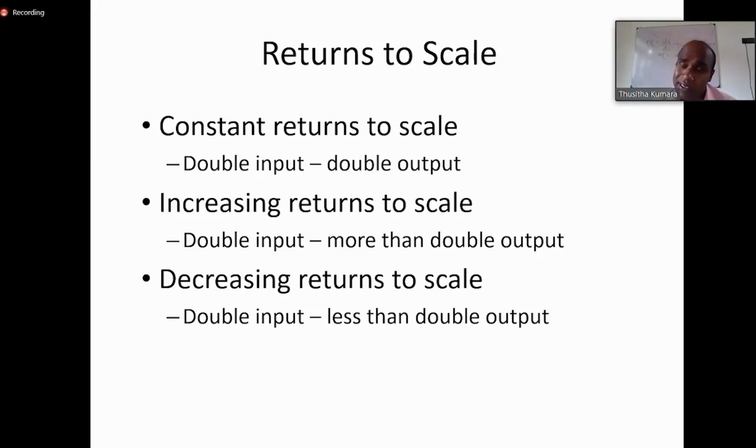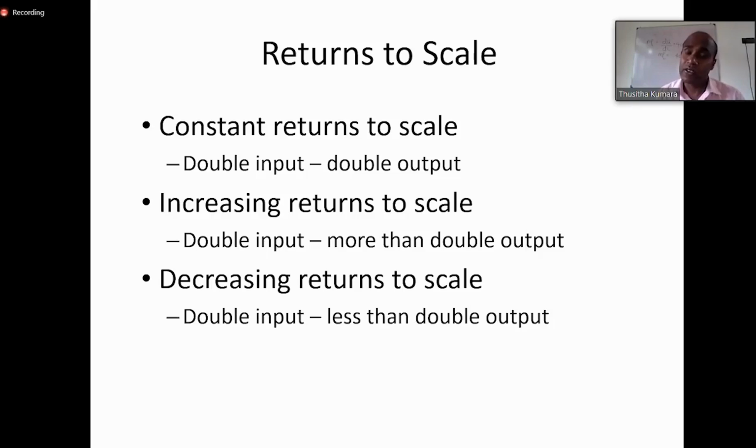In constant returns to scale, we expect that when we increase both inputs by 100%, our output also will be increased by 100%. It may not be exactly 100%, but closer to that figure. So we say, when we double our input, our output also will be doubled. Then we say constant returns to scale. I will show you with the graph, then it would be much clearer.